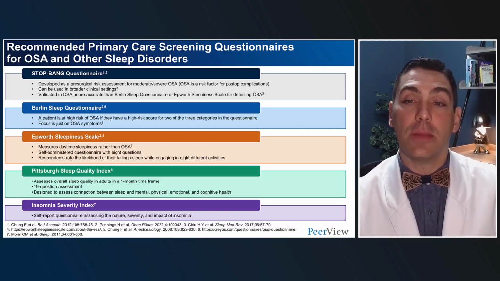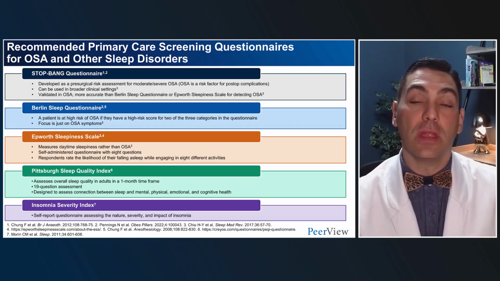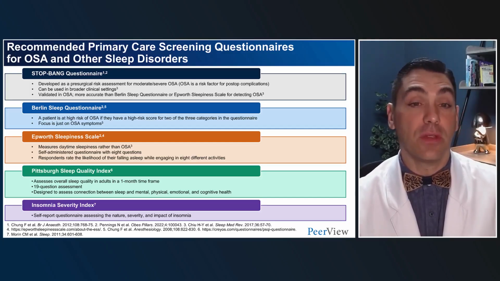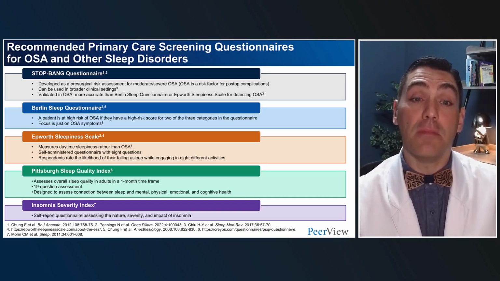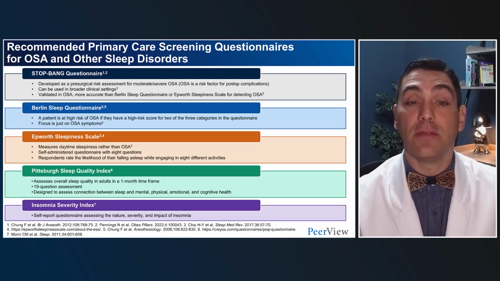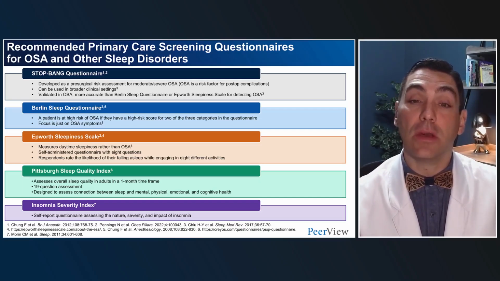The Berlin Sleep Questionnaire is mostly focused on obstructive sleep apnea symptoms in patients at high risk of obstructive sleep apnea. The Epworth sleepiness scale measures daytime sleepiness rather than obstructive sleep apnea, but it's an easily self-administered questionnaire that can be done in clinic.